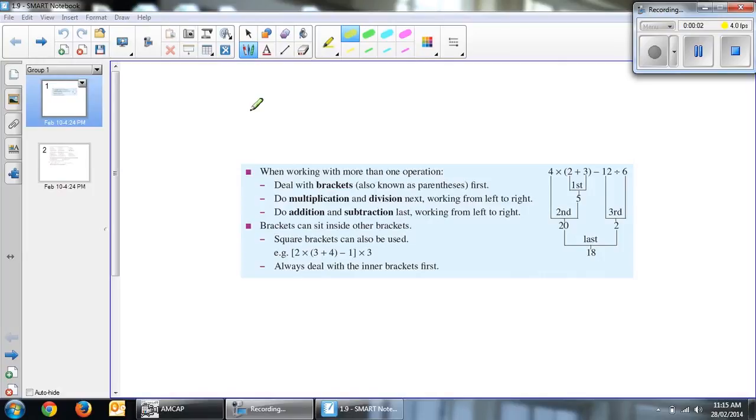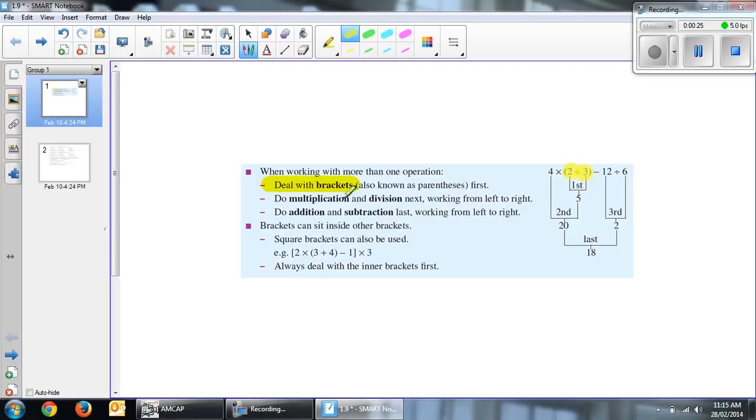Okay, order of operations. This is the subject that if you don't understand, you really will struggle in the future with mathematics. It's so important to understand order of operations. So it works like this. Brackets, you do them first. So in this case 2 plus 3, that's what comes first.